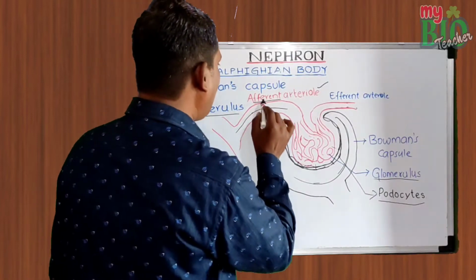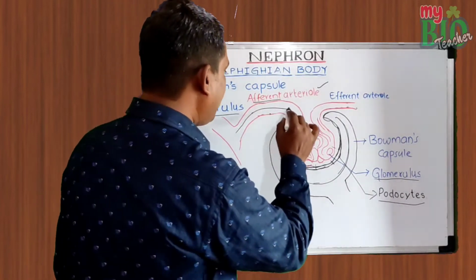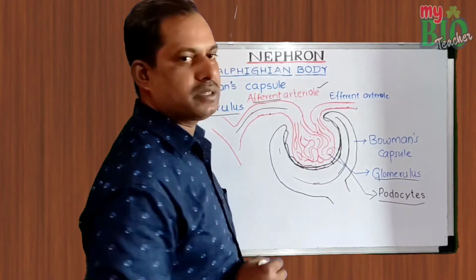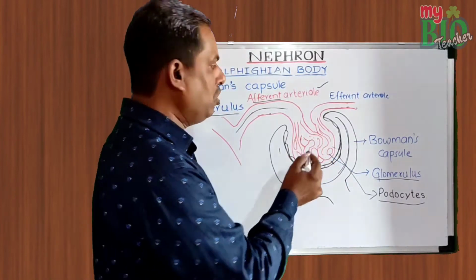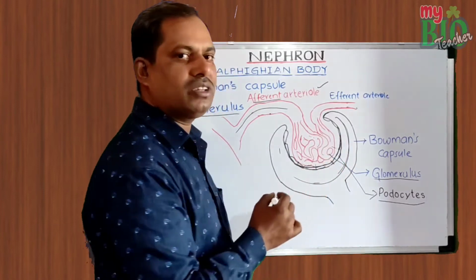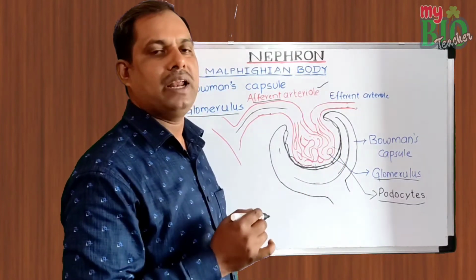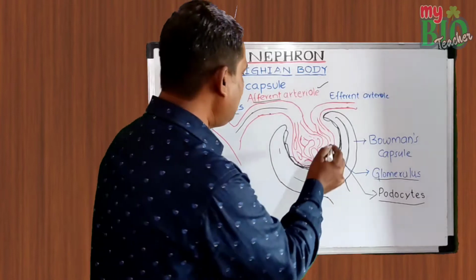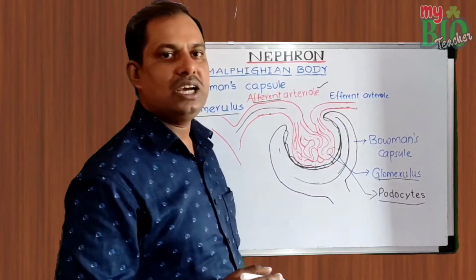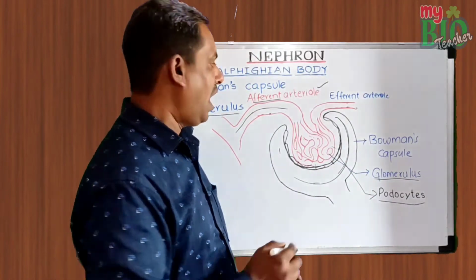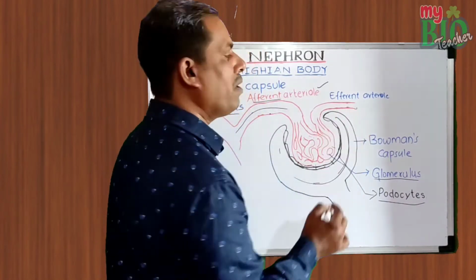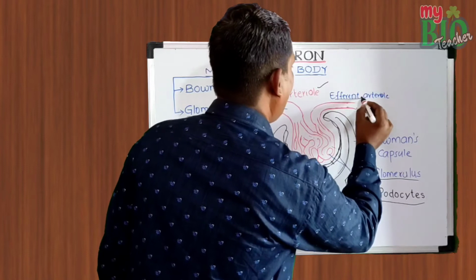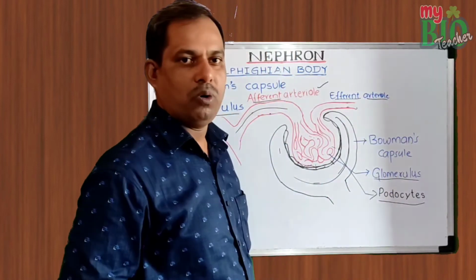This afferent arteriole, after entering into the Bowman's capsule, again divides to form a bunch of thin blood capillaries. These thin blood capillaries are called glomerulus. And the blood vessel which leaves the Bowman's capsule is called the efferent arteriole.